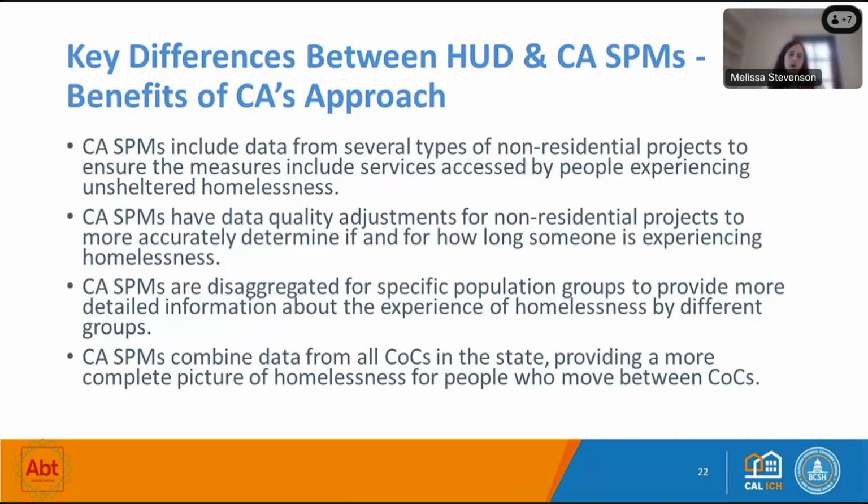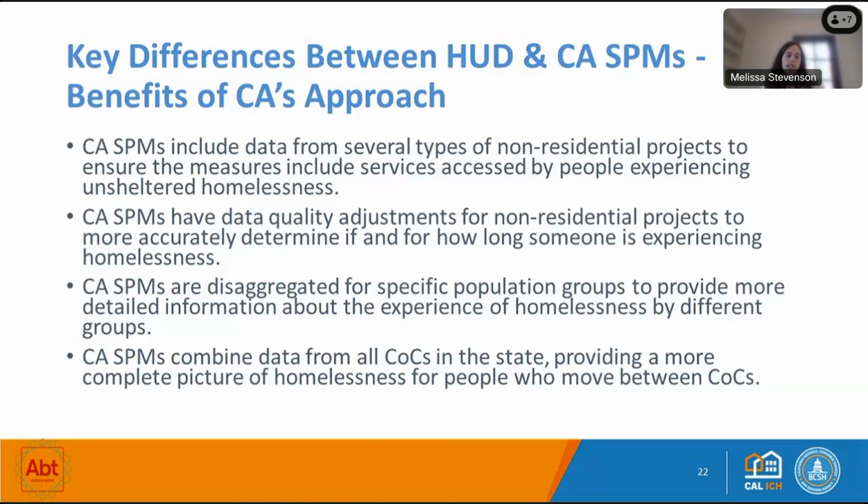There are also some more data quality adjustments in the California SPMs for those non-residential projects to more accurately determine if and for how long people who are enrolled in those projects were experiencing homelessness. And then the California SPMs are also disaggregated for specific population groups. That's that Measure 7 that we talked about. That provides you as the grantee with more detailed information about how those different groups experience homelessness in your system.